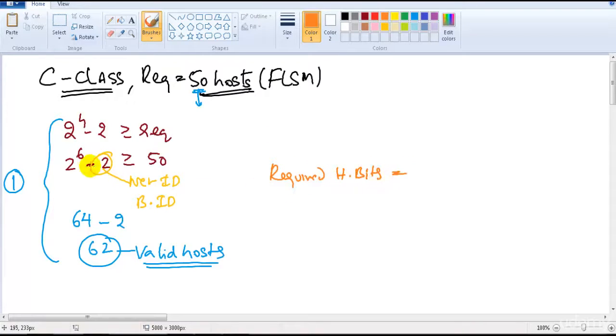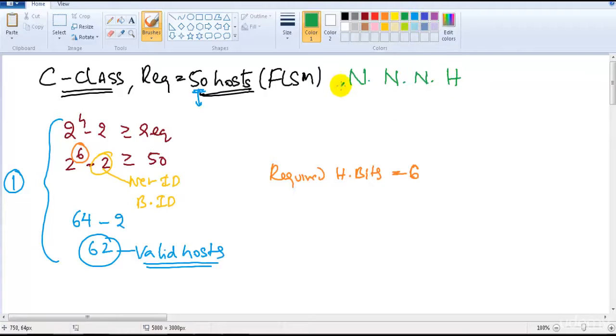So whatever the power value we get here, this power value will be your required host bits, 6. Which means in case of C class, which class are we using here? We are using C class.